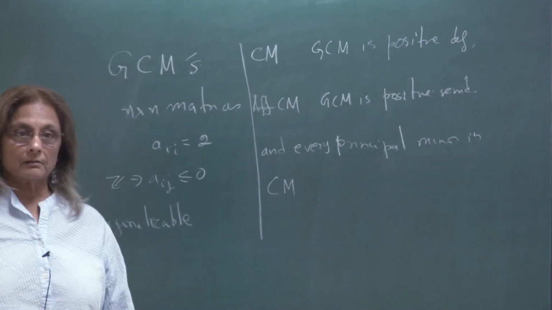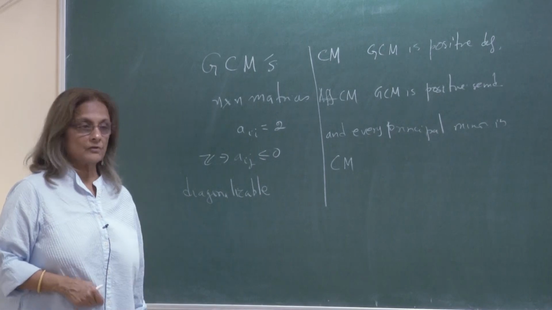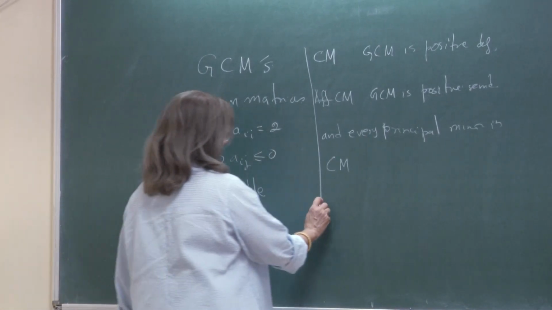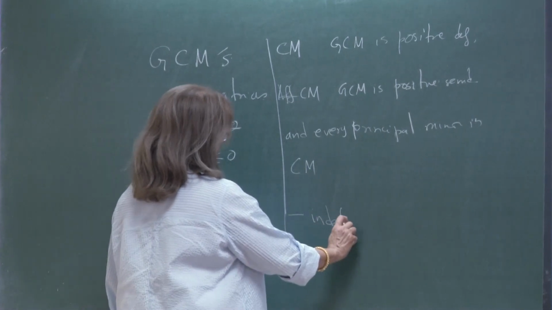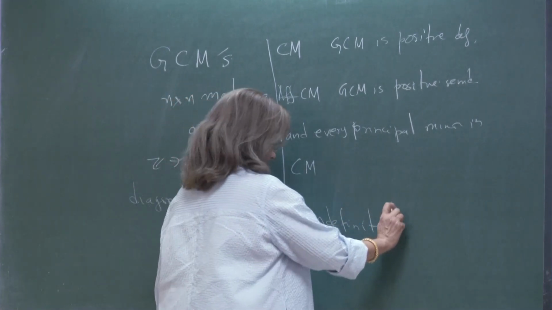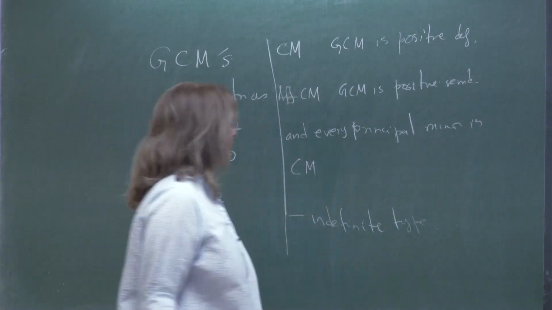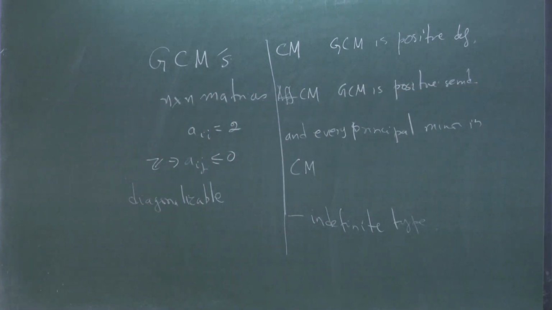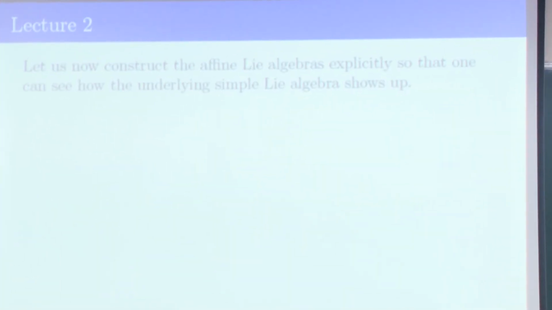It's decomposable, so part of it could be of type D, sometimes it could be of type A, and so on. And then there was the other type, which is called indefinite type, which we are not going to be interested in, about which very little is known. Okay, so the Cartan matrices were associated with simple algebras.